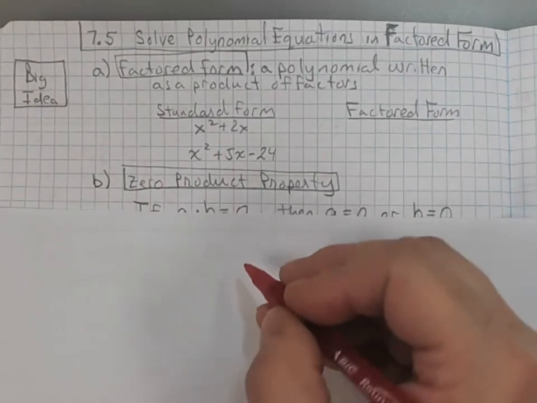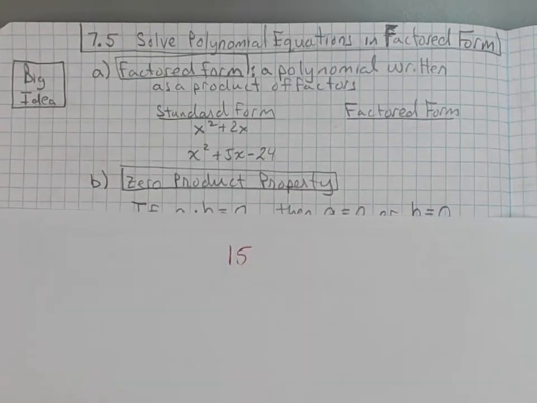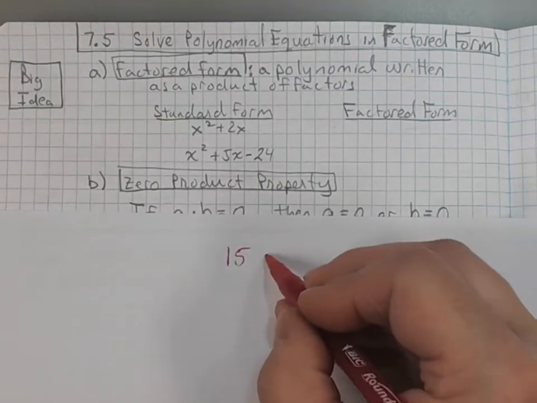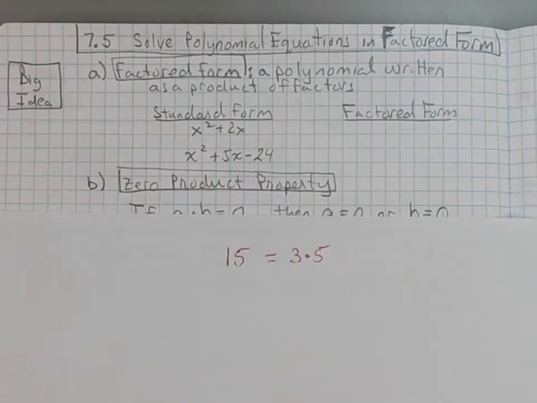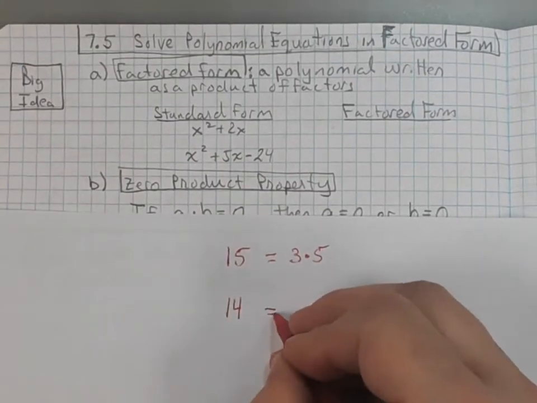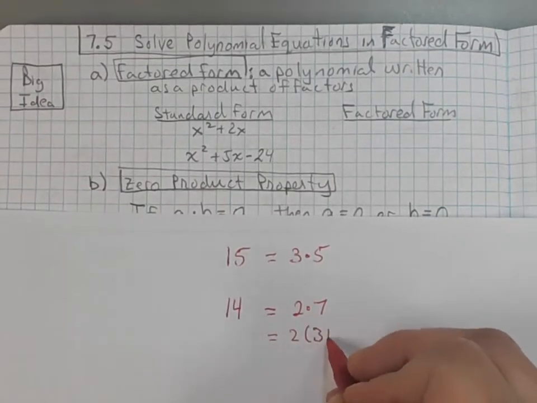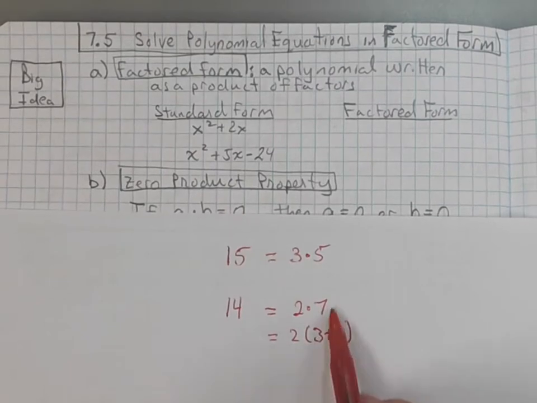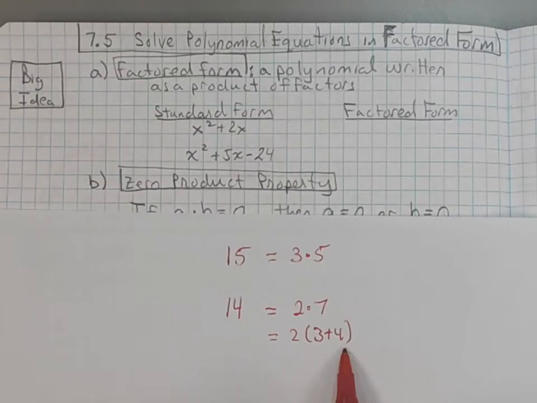Let me just write a numerical example. You don't have to write this in your notes if you don't want. But let's say I take the number 15 and I ask, what's its factored form? That would mean I'd write it as a product of two numbers, like 3 times 5. Okay? I could do other things as well. How would I write 14 as a product? Well, there are a couple of ways. I could do 2 times 7. I could also do 2 times (3 plus 4), right? Because 7 is the same as 3 plus 4. So this would be another way to write that.